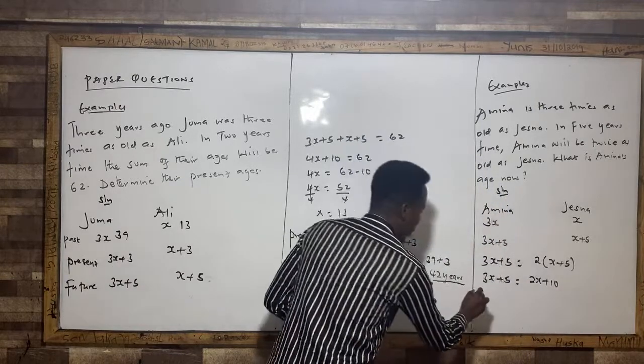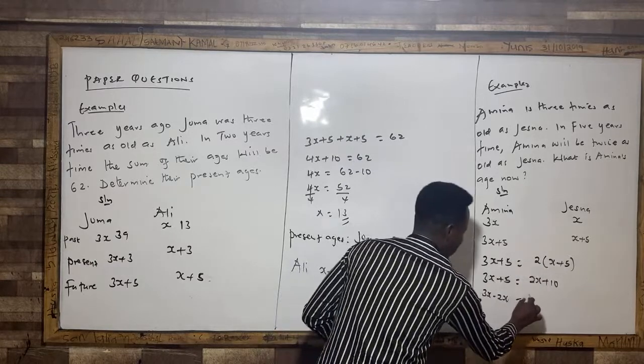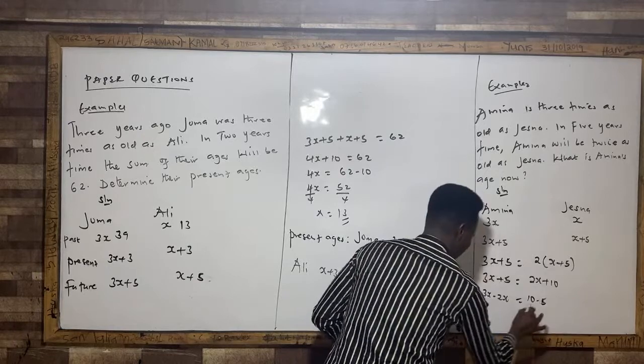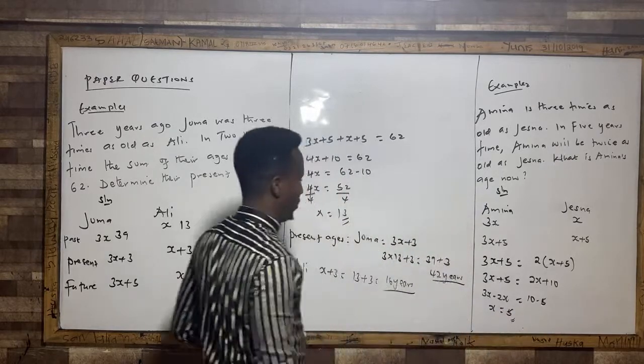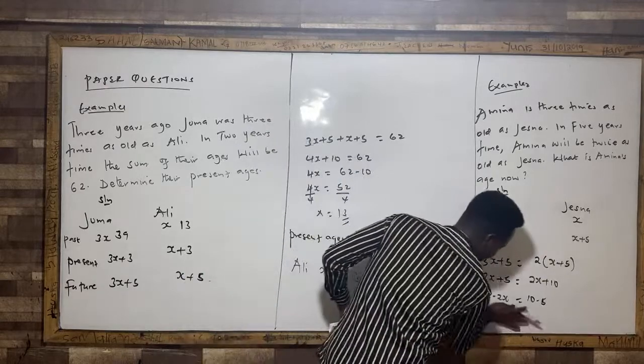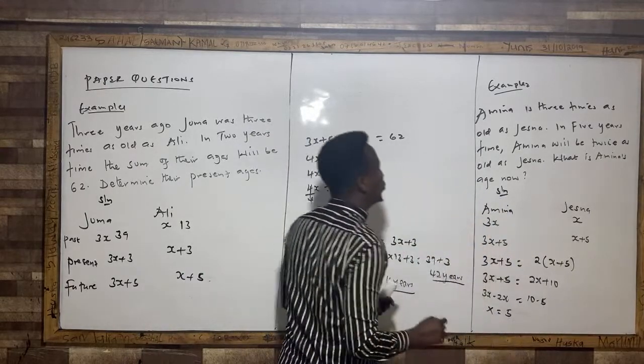is equal to 2x plus 10. Collect the like terms. So it will be 3x minus 2x. Take this to this side. It's equal to 10 minus 5. So I will have x is equal to 5. X is 5 for information. X is 5. What were you told?